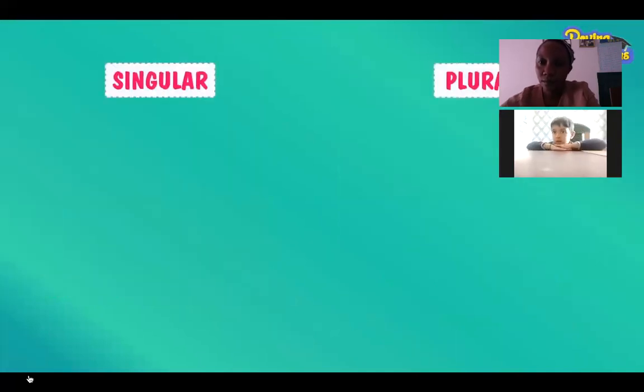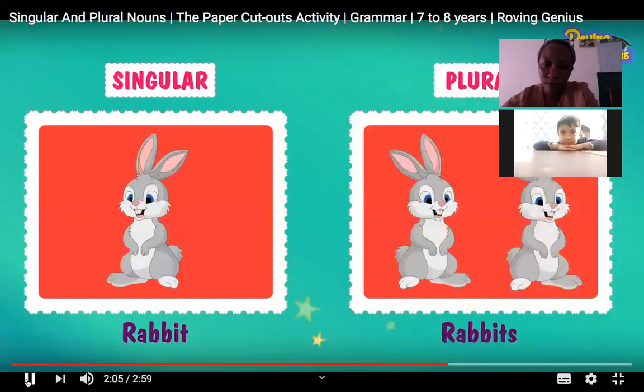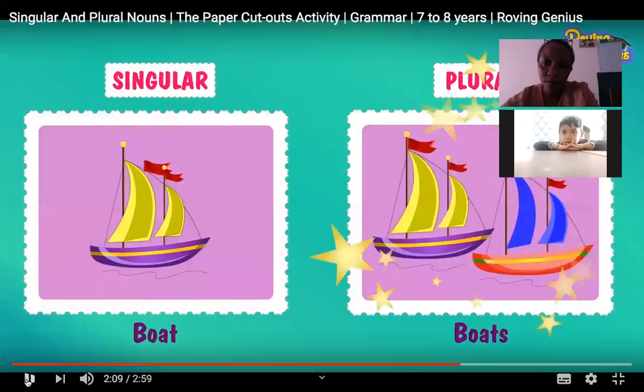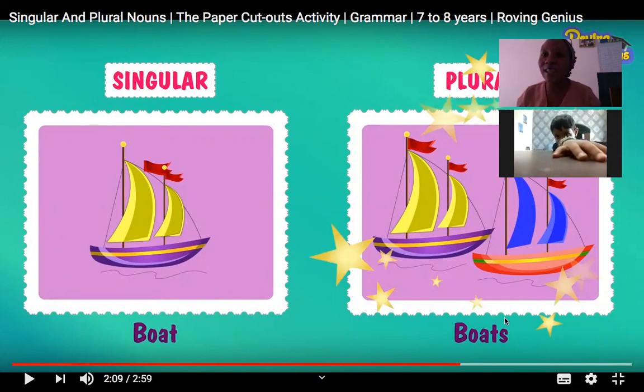Let's see some more examples. Boat. So this is one boat, and when there's a lot, there's two, what do you say? One boat, two what? Two boats. So what have you added? S. Good boy. Clap for yourself. So to make it plural, you add the letter S, okay?